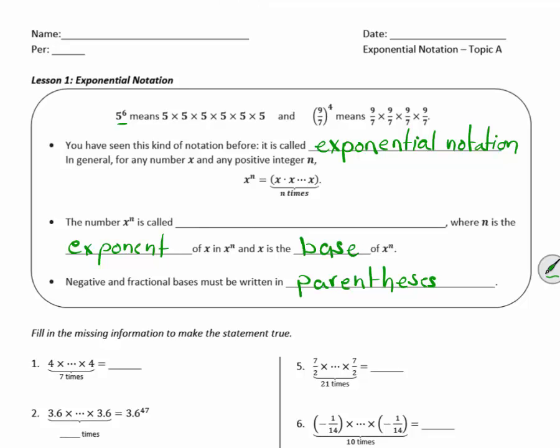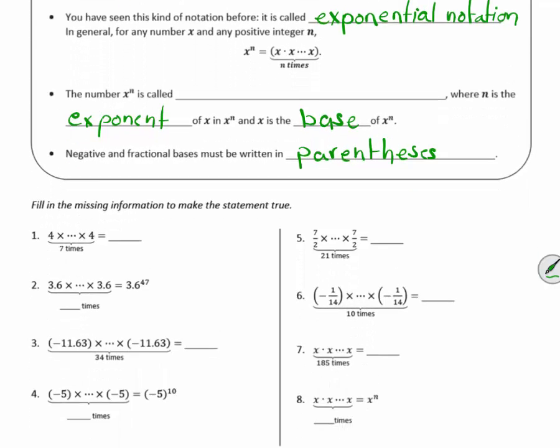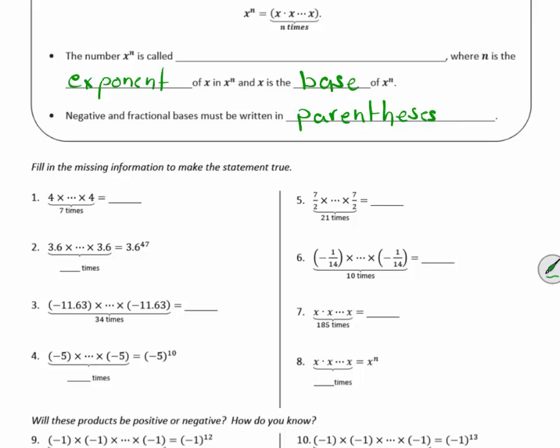Fill in the missing number. So if I want to take 4 and I'm going to multiply it by itself 7 times, so I want to know how am I going to do that. So that in notation form would be 4, that's your base, the number being multiplied, and then 7 is your exponent, how many times you're doing that. So here they're telling me I'm multiplying 3.6. This exponent tells me how many times I'm doing that. So I'm multiplying that together 47 times.